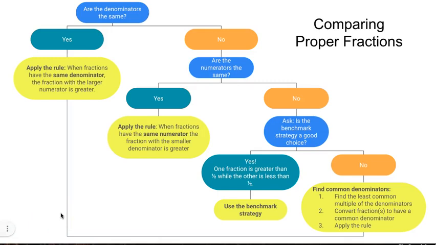So to summarize, when comparing fractions that do not have a common numerator or denominator and using the benchmark of 1/2 doesn't work, make equivalent fractions by finding common denominators. From there, you would apply the rule when fractions have the same denominator: the fraction with the larger numerator is greater.